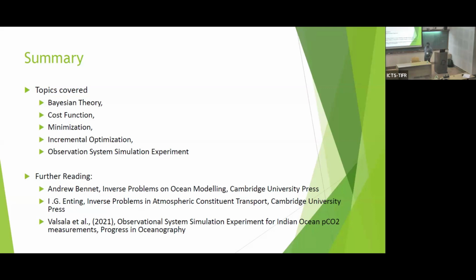Bennett's books or I. G. Enting's book on inverse problems. Tarantola, you will never understand what it is, but you can still read. Rashmi Varam's book, very nice one. And we have published some papers also. Please visit our website for all our DA kind of work, okay. We have several works in carbon cycle, etc.